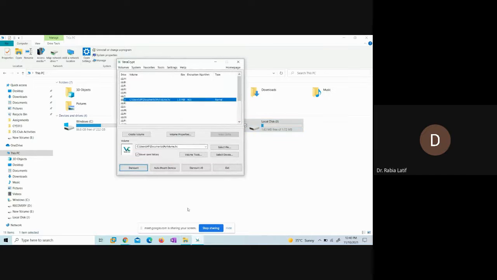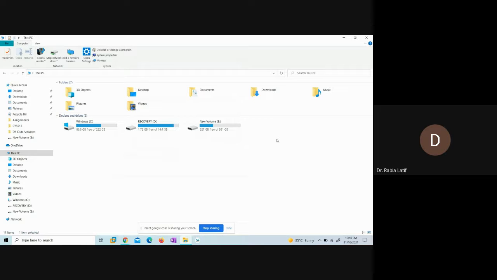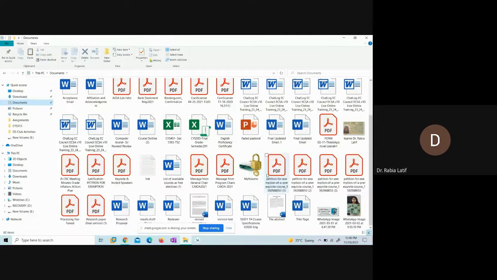What I will do, I will go here and dismount. See, it means this drive is now, you will not see it. Okay, then when I go to my document, see, now my data is encrypted. The two files that I pasted in that J drive, they are encrypted here in this volume.